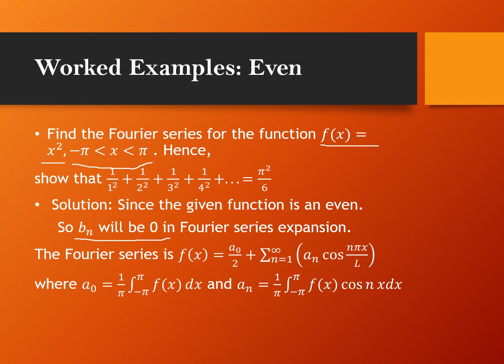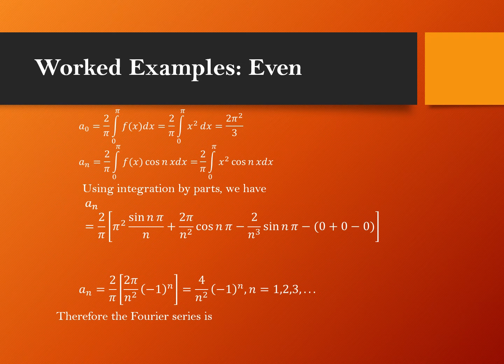The formula for a naught is 1 upon pi, integration with limit minus pi to pi f(x) dx, and the formula for an is 1 upon pi, integration minus pi to pi f(x) cos nx dx. Here a naught is equal to 2 upon pi, integration 0 to pi f(x) dx. With f(x) equal to x square, integrating x square gives x cube by 3. Substituting the limit and multiplying by 2 by pi, finally we get 2 pi square by 3.